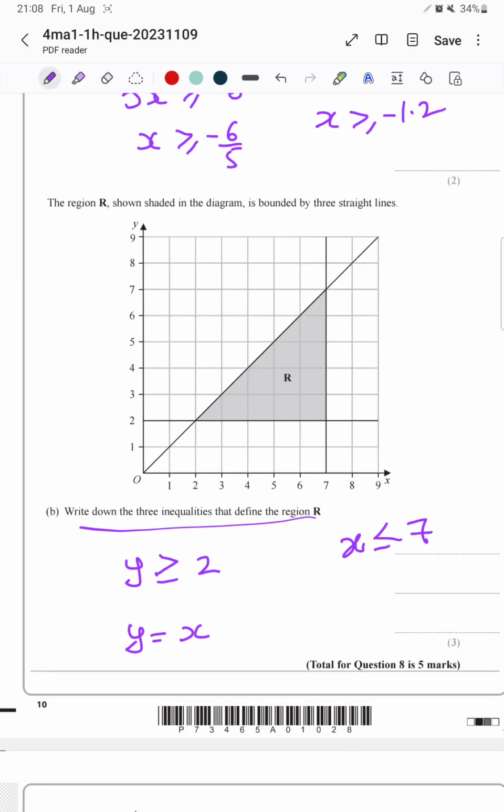I will choose one point here which is satisfied in this region. If you look at this point, this is the point 6 comma 3. So if I substitute 3 for y and 6 for x, I can say 3 is less than 6. So that means y is less than or equal to x. Then only this inequality holds true.